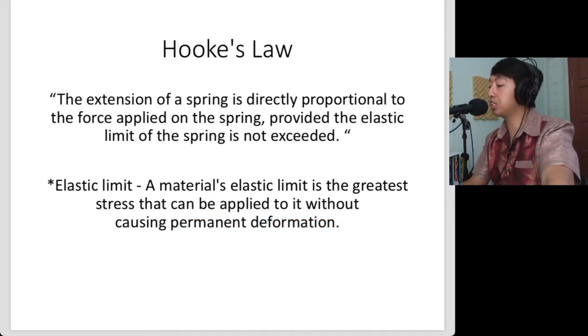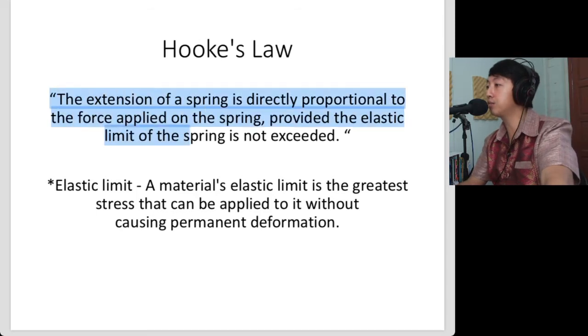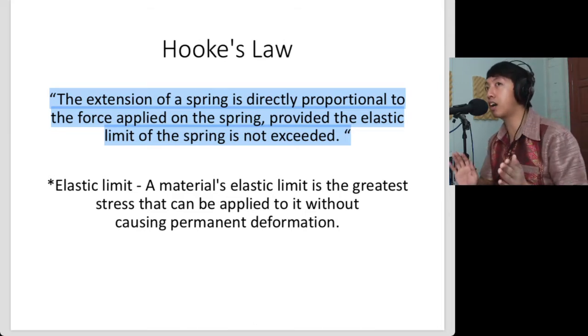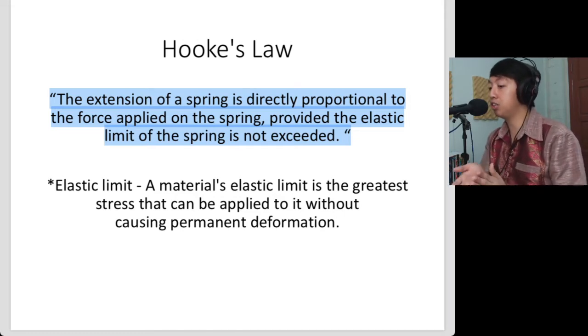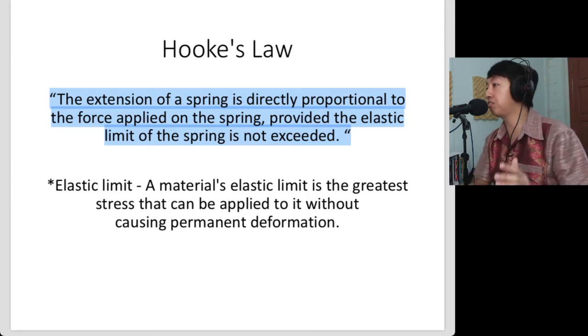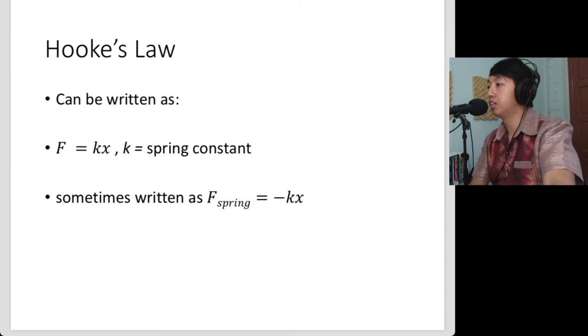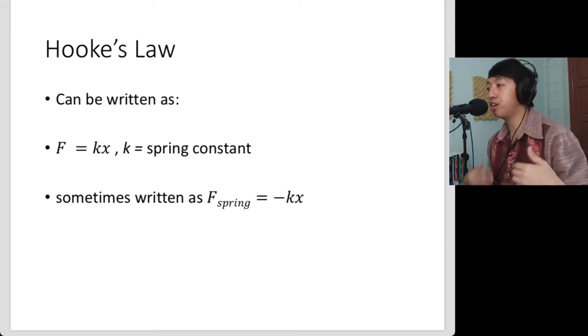So Hooke's law, if a question asks you to state Hooke's law, then this is what you have to state lah. The extension of a spring is directly proportional to the force applied on the spring. Directly proportional, meaning to say if you were to make a graph of force over extension, it will be a straight line with a positive gradient. So Hooke's law can also be written like this: F, being force, equals kx, k meaning the spring constant.